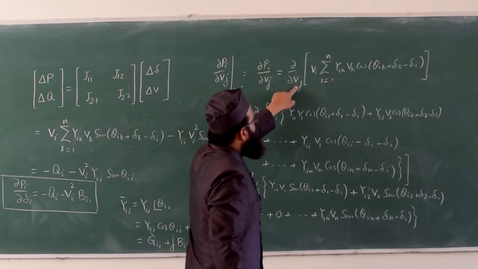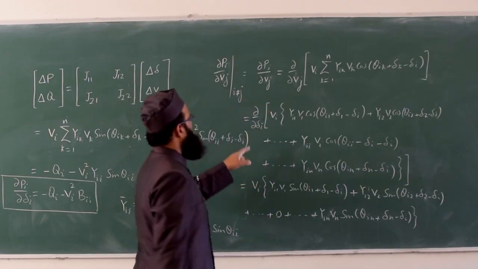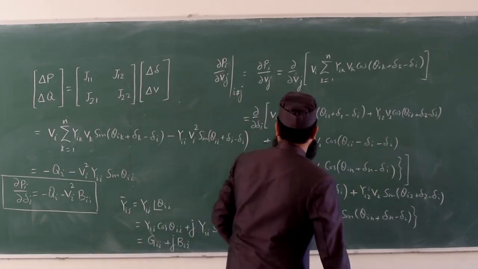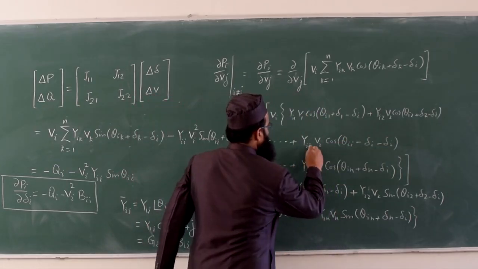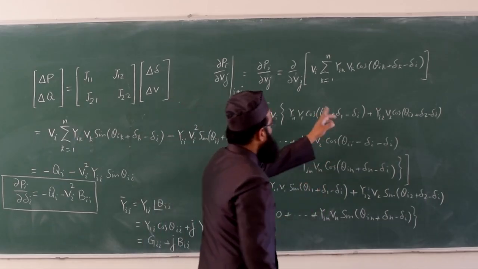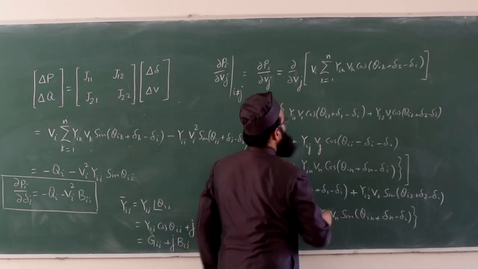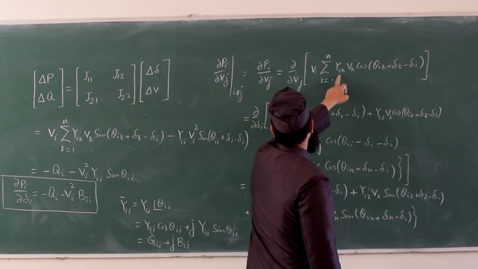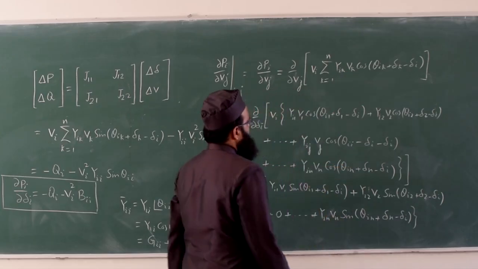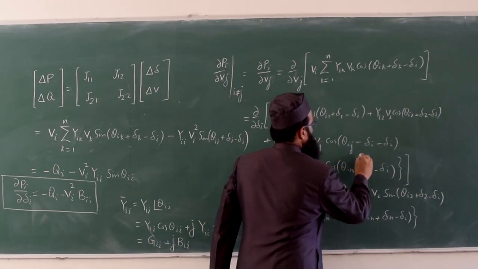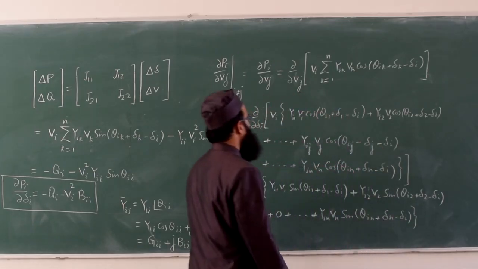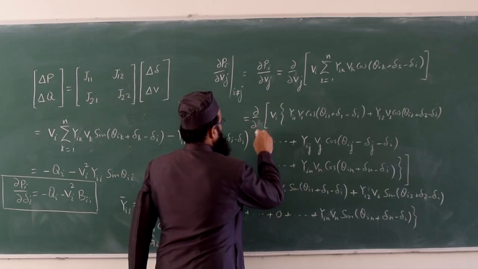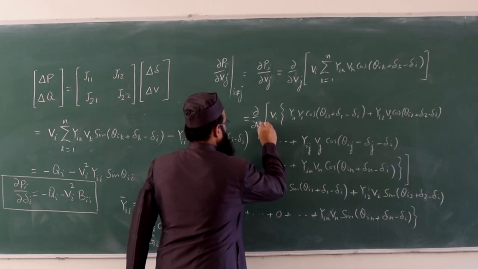This time we will focus on the jth term. So, this is the first term, this is the second term as it is, and in the jth term put Yij, k is equal to j. So, wherever k is there, put j. So, Vi is outside and Vj cosine of theta ij plus delta j minus delta i, and this is Vj. So, correct here, Vj.